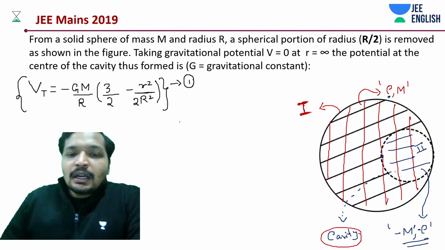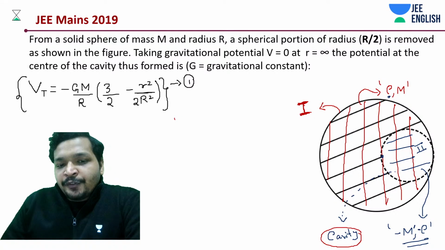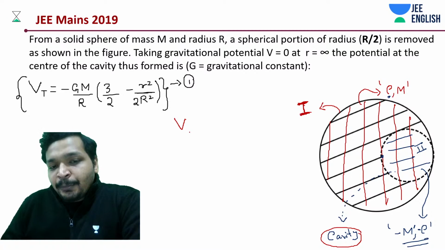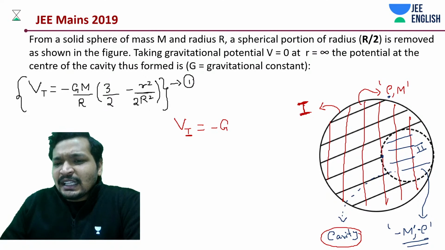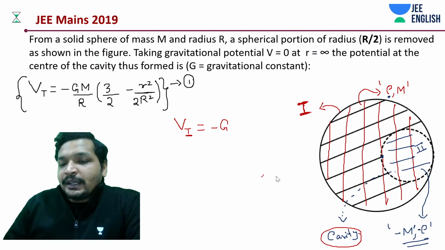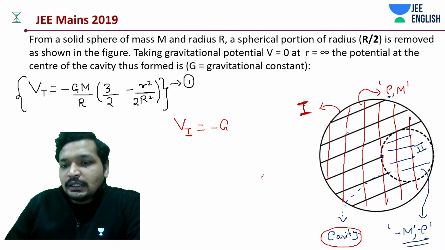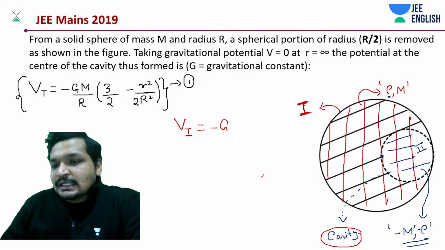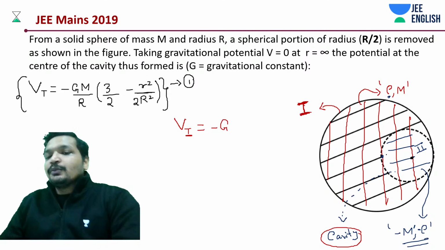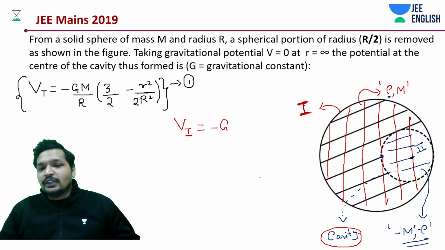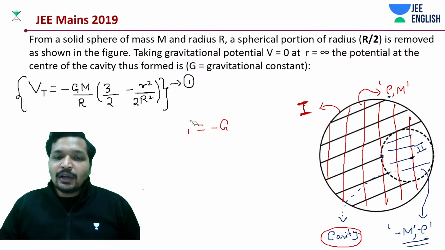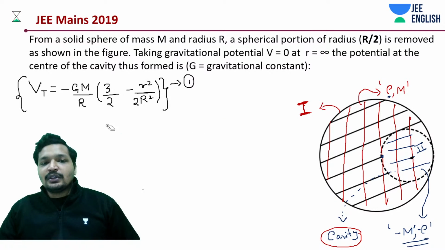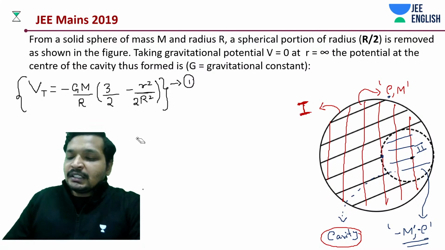Now, first of all, calculate the potential due to the first part, which is quite easy. At which point? At the center of the cavity. Let's move on to the next page. I think this page is totally occupied, so we won't be able to understand it nicely. Just remember this equation, or we can just come back.